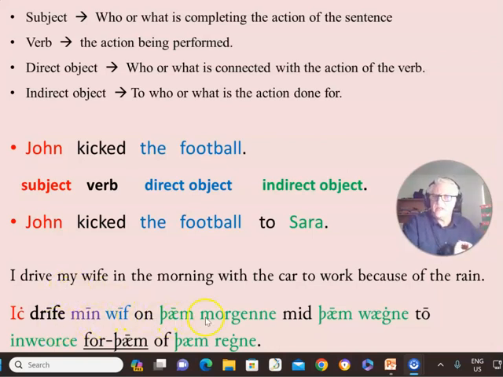All right, so I, the subject, first person singular verb, drive, mean, genitive, my wife, the accusative, the object that is the direct recipient of the action of the verb. And then the reason it's done for, or for whom it's done for, is in the dative, that's here in green. And we can have a list of datives here connected by these prepositions and also by this subordinating conjunction. So I drive my wife in the morning, or with the car, or to work, or because of the rain.